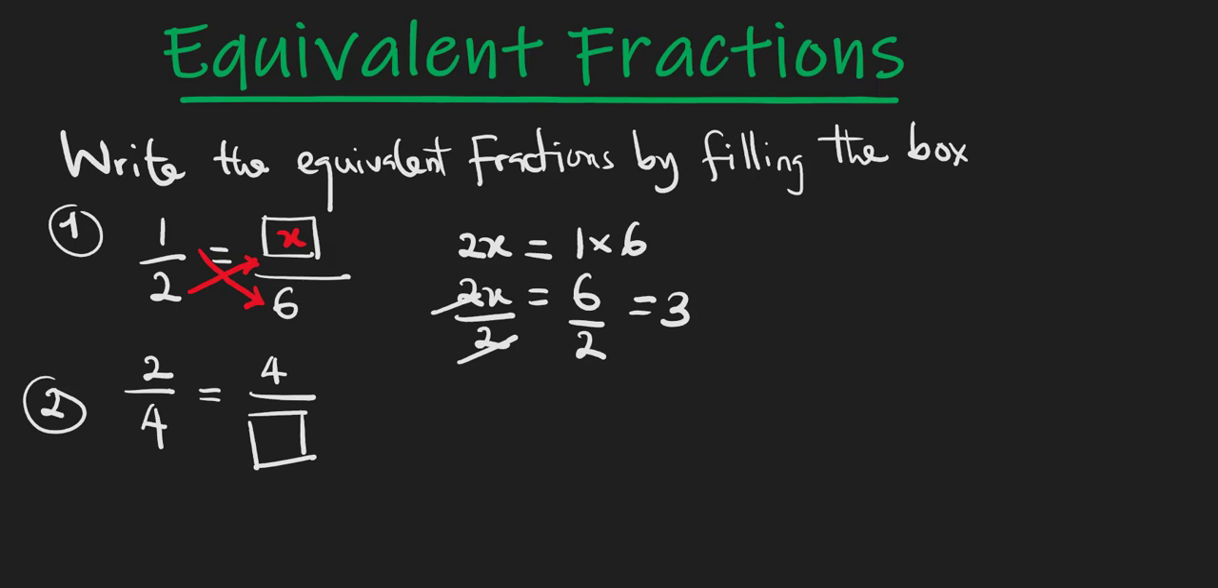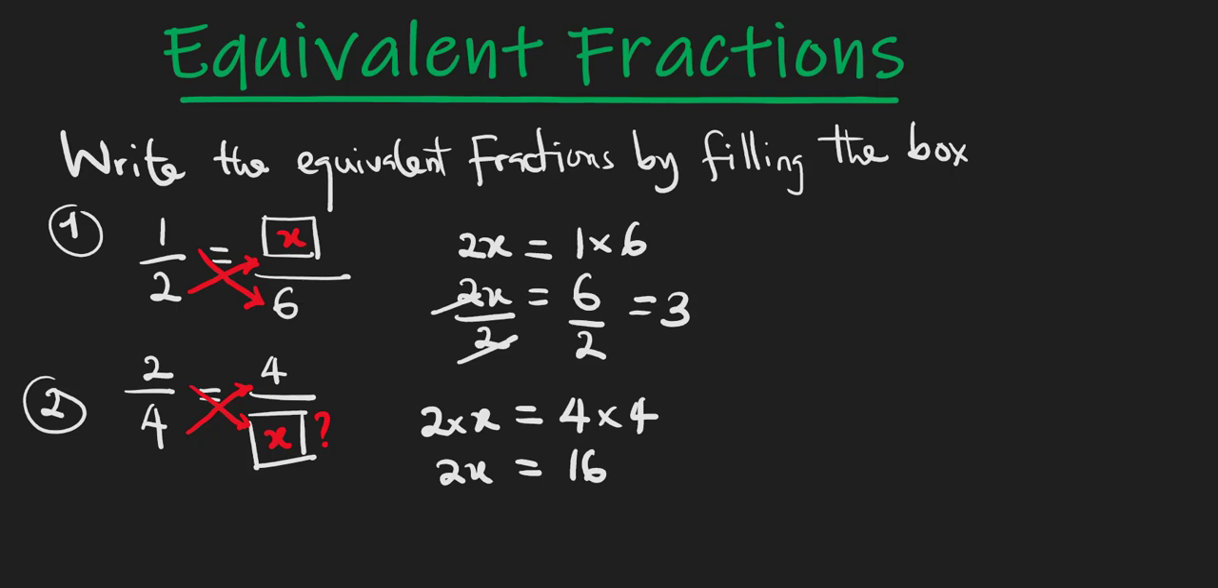For the next one, we do the same thing. Remember, you cross multiply. We don't know what is inside this place, so let's make the unknown x. You can make it anything you want, even the first letter of your name. So we have 2 times x equals 4 times 4. 2x equals 4 times 4, which is 16.